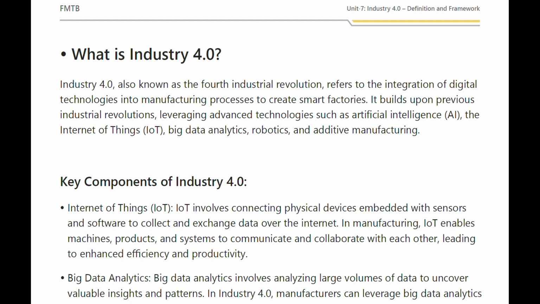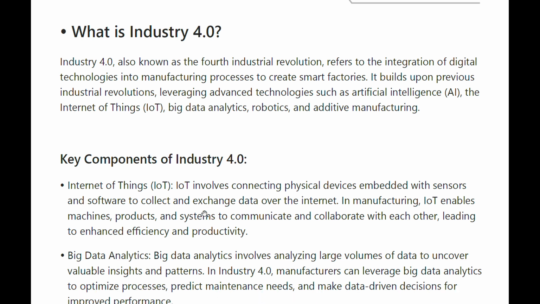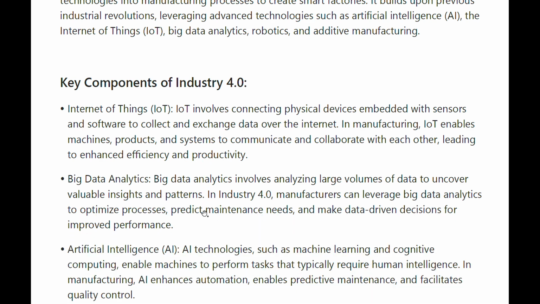4.0 is also known as the 4th Industrial Revolution, the integration of digital technology into manufacturing processes, creating smart factories and building on previous industrial revolutions, leveraging technologies such as artificial intelligence, Internet of Things, big data analytics and additive manufacturing. The key component of 4.0 is IoT.